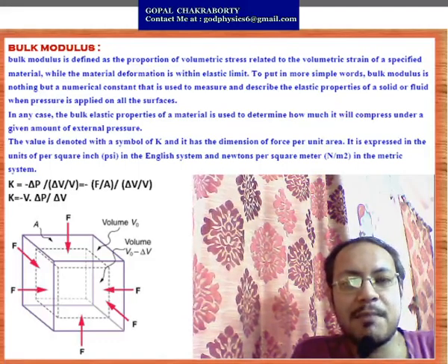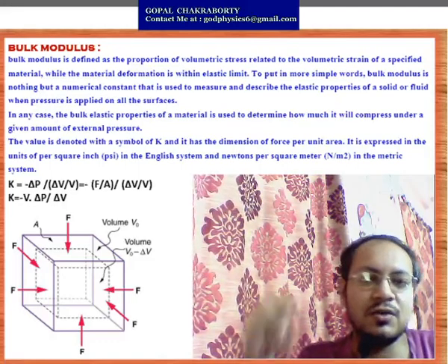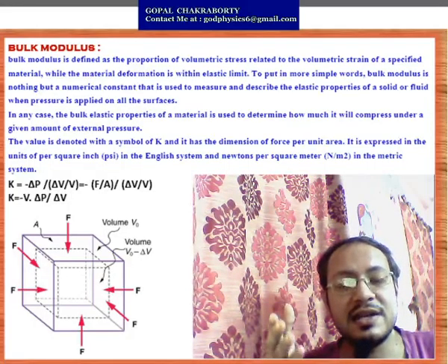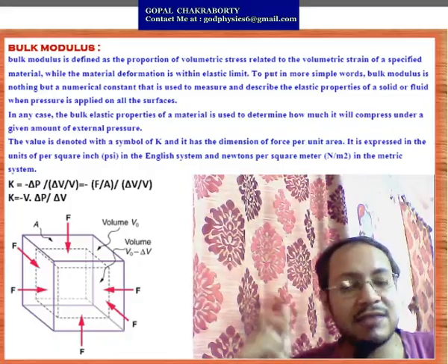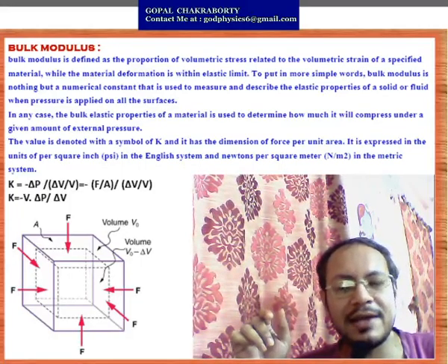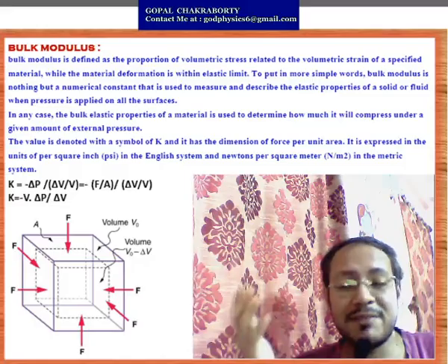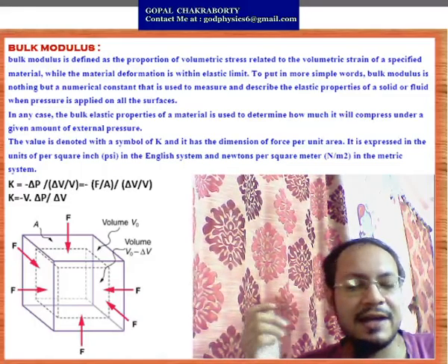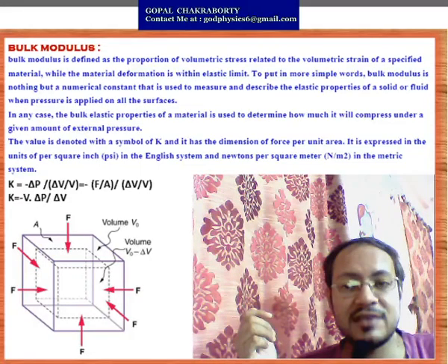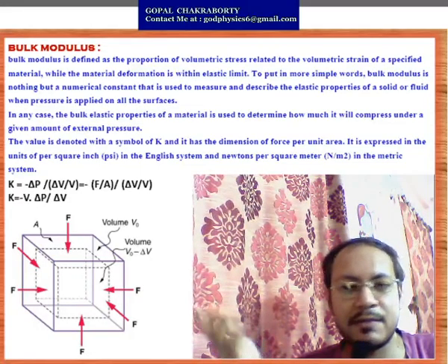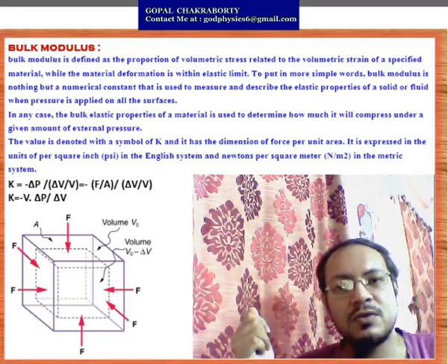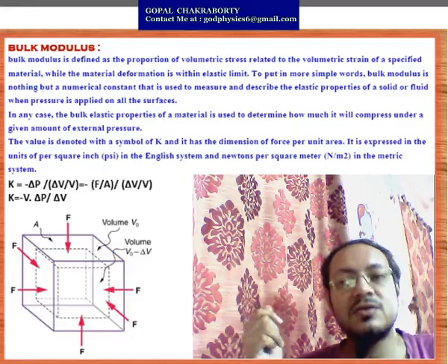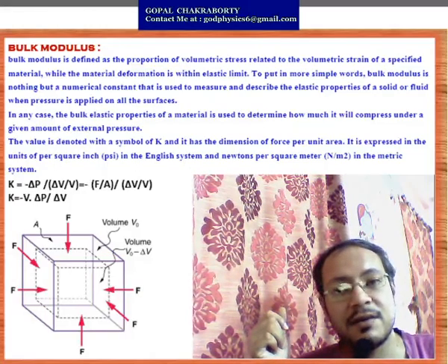As when you apply a force, it will try to decrease its volume, so here it is denoted with a negative sign: K equals minus of del P, where P denotes the pressure. Pressure is force per unit area. So del P divided by del V by V, that is the volumetric strain. Actually F by A, minus of F by A, del V by V. So K equals minus V into del P by del V.